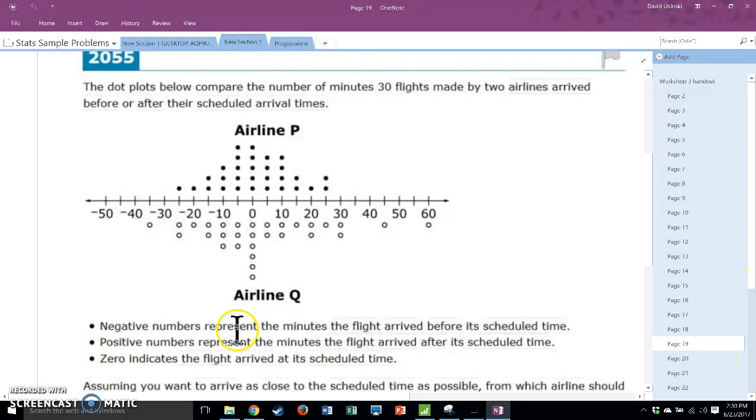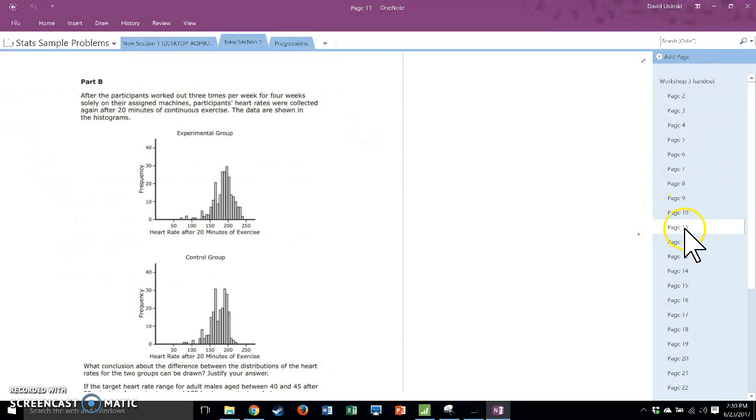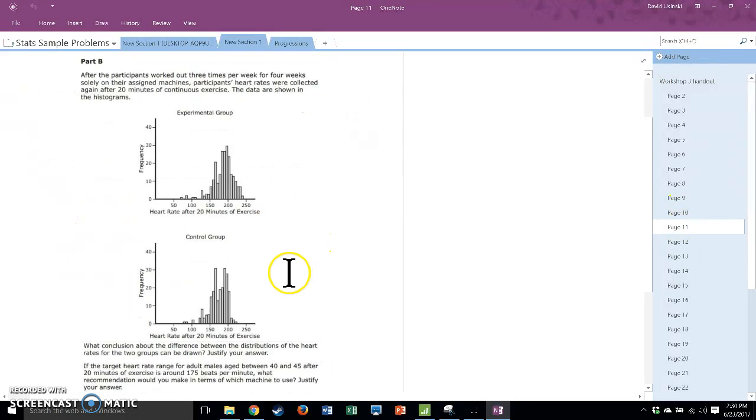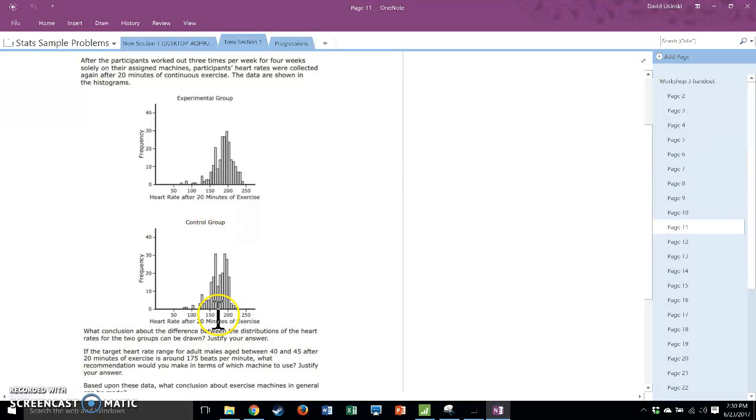Let's see, there was another one here. This one, you have two exercise groups and you can compare maybe the spread. This one though is not as interesting because, well, I don't know, they both go down to about 75 and then their high is, they look very similar. But at any rate, those were some of my ideas. Hopefully that explains it.